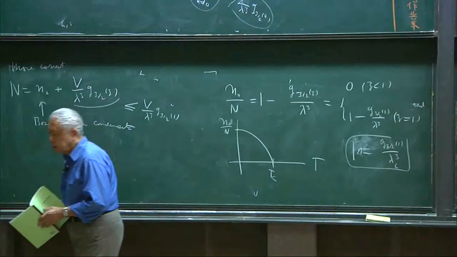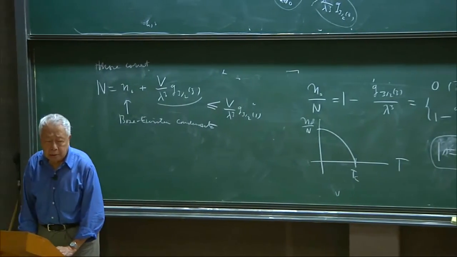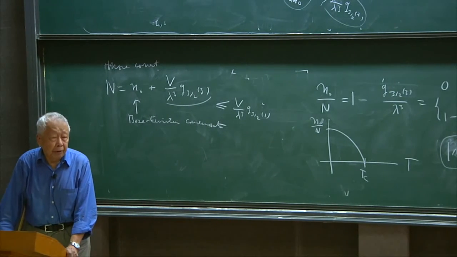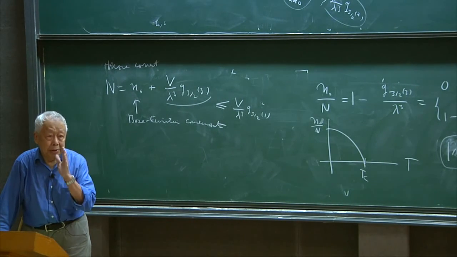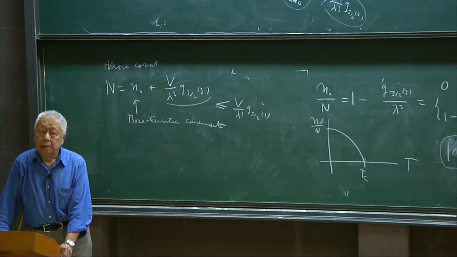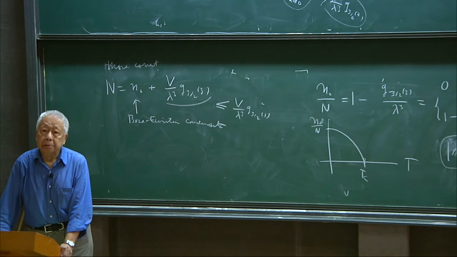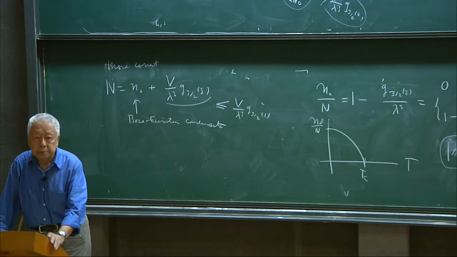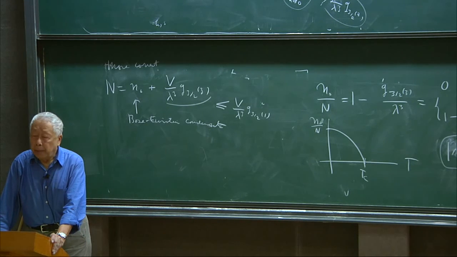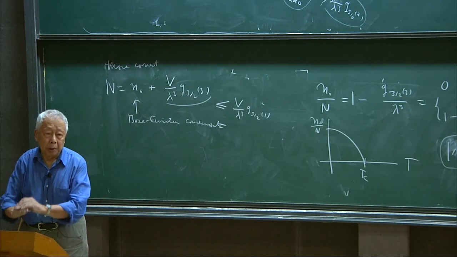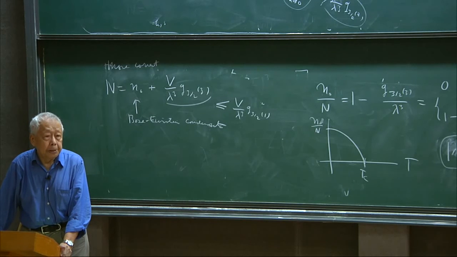And then below that, right here, you have a finite fraction of all the particles going into one single quantum state, and that's the Bose-Einstein condensate. And in the laboratory, it manifests itself as a macroscopic quantum state that has superfluidity.